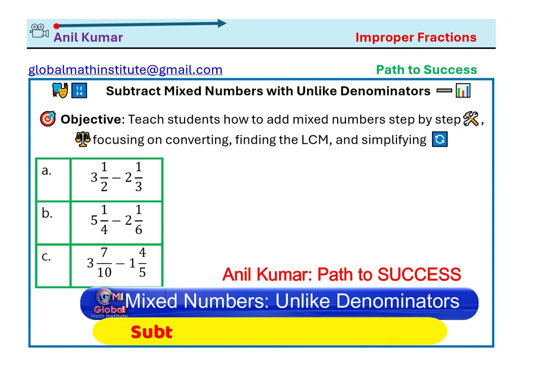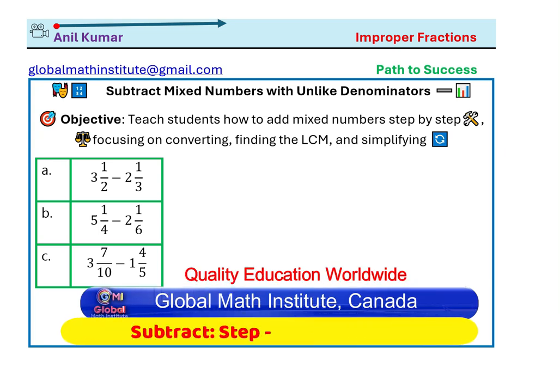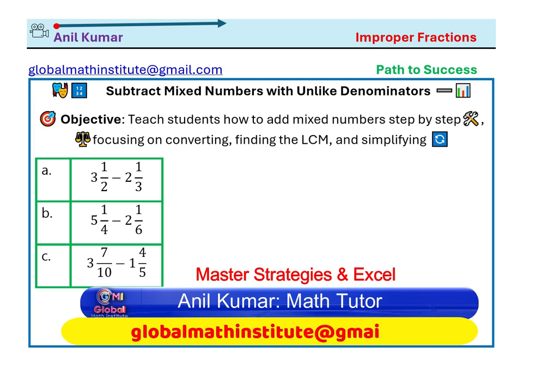How do we subtract mixed numbers with unlike denominators? We are going to discuss the best strategy with the help of three examples. As you can see, we are going to do 3 and a half minus 2 1/3, 5 1 over 4 minus 2 1 over 6, and C is 3 7 over 10 minus 1 4 over 5.